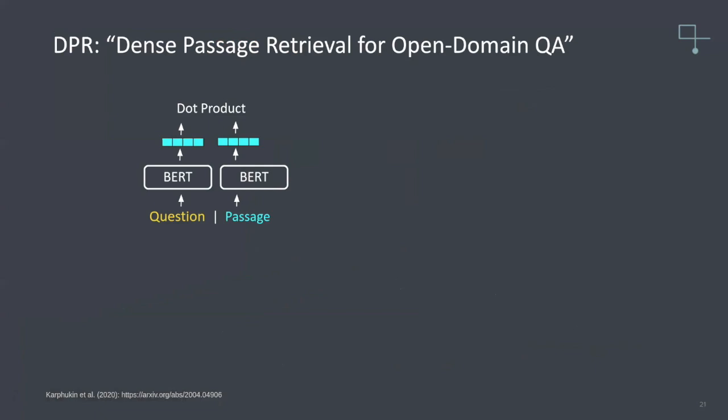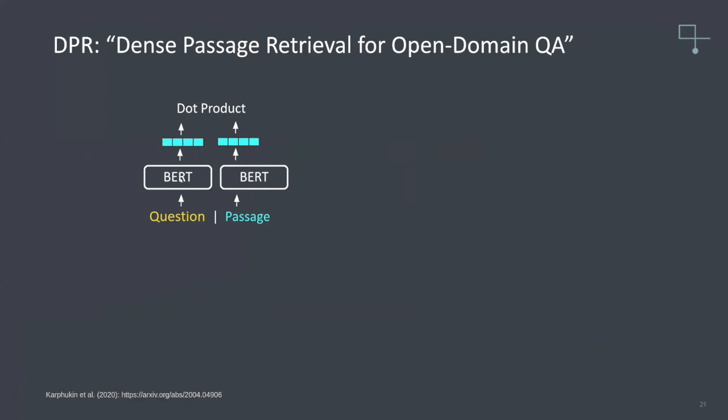In this paper, Dense Passage Retrieval for Open-Domain QA, the main idea is you have a question and a passage, you feed both into individual BERT models, and these BERT models give you a final representation, and then you apply the dot product, which is your similarity metric.